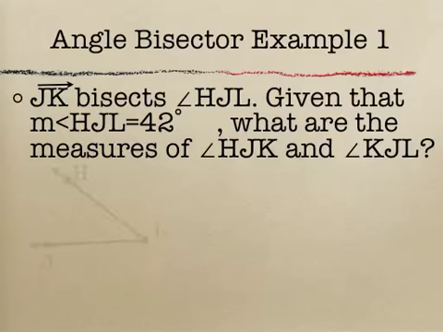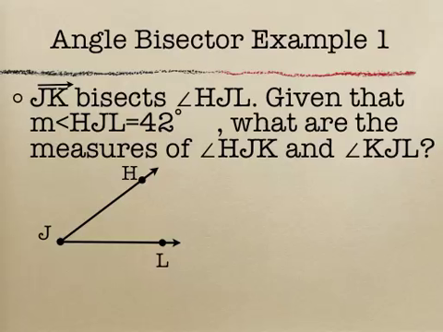I have angle HJK. Remember, J has to be the vertex because point J is in the middle of your notation. And then I'm going to have ray JK bisecting the two angles. So I'm going to go ahead and mark that they're congruent by putting my single arc in each angle. You are given that the whole angle HJL equals 42 degrees.